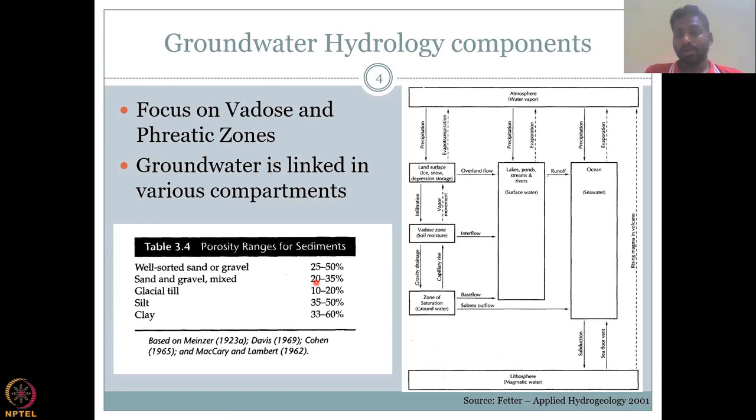Okay, so all these values are mostly from global estimates, and that's why you have a range. The range can be dependent on how much sand is present, for example, in a mixed system.